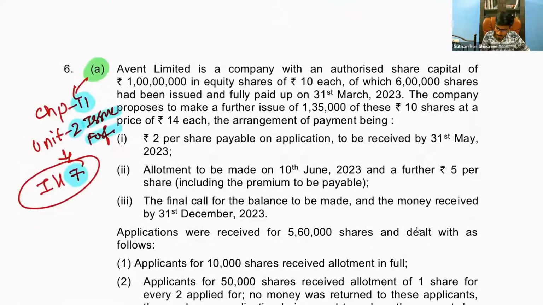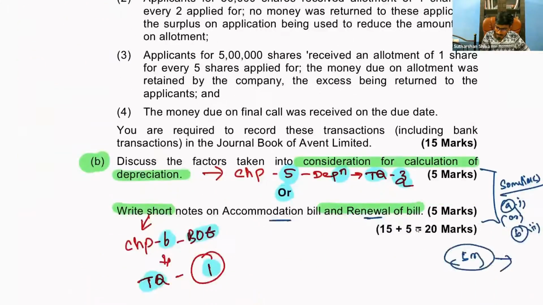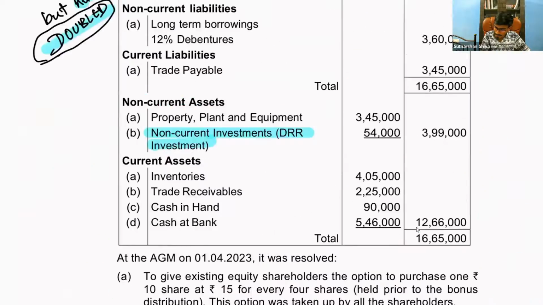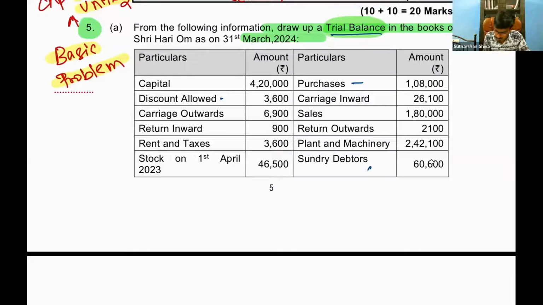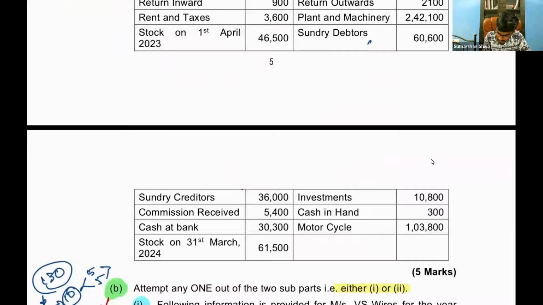Okay, so can we just go for a quick basic thing? Trial balance. Everybody ready? Yes, sir. The next question is on the following information. Draw up the trial balance in the books of Sri Hari Home for the manufacturing, a basic problem. A capital is given, all the values are given. Here, the one important point which you need to discuss is the stock on 31st March 2024. That is your closing stock.